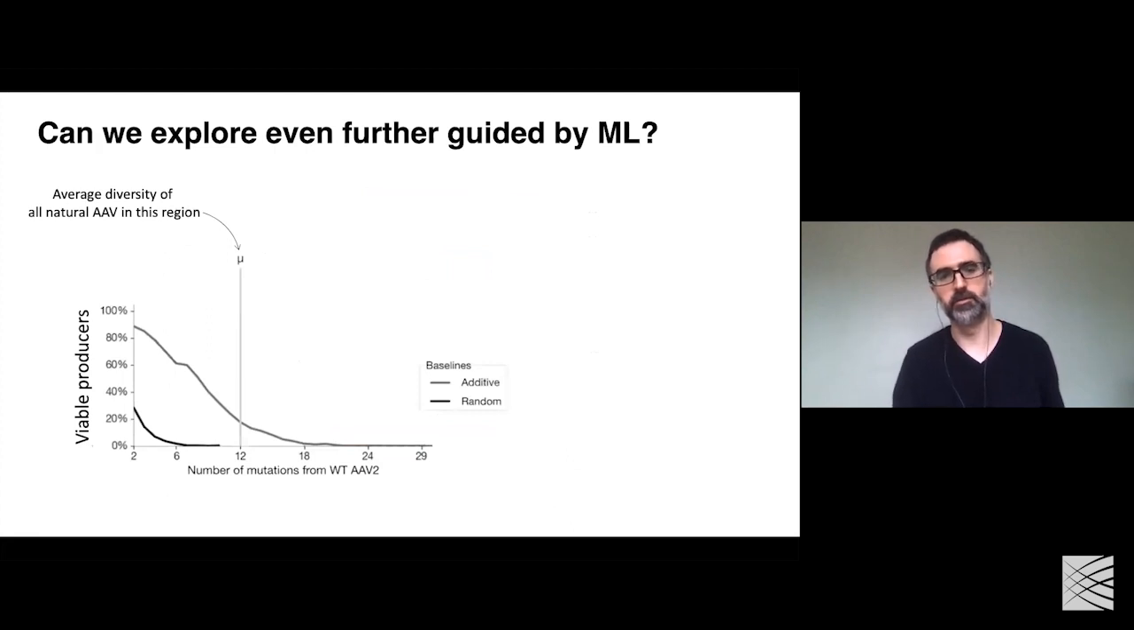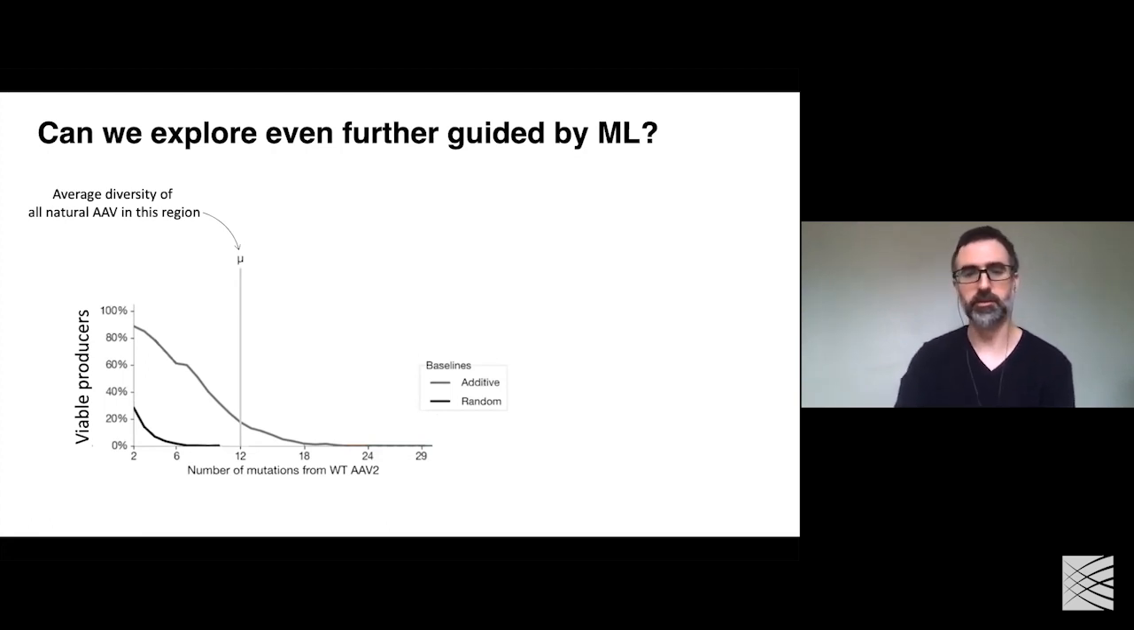As benchmarks, a few things to show here. One is the black line, which is the variants generated randomly. How well are those producing? In other words, this is a packaging assay. The whole library that we designed using that very simple additive model from the singles data is shown in the gray. And then the average diversity of the natural serotypes within this region, shown here as mu, is around 12 mutations. The whole region is 28 amino acids in length.